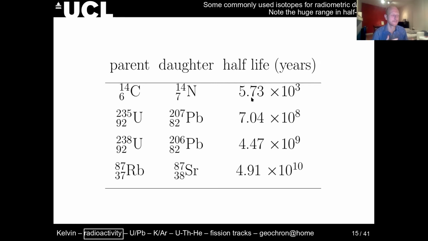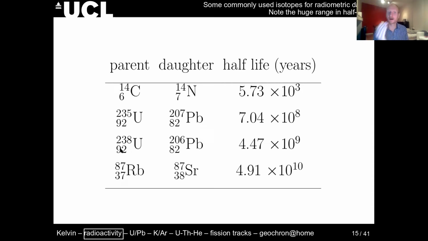We are interested in millions to billions of years. So we need to use different parent-daughter pairs. And this table shows 3 examples of those. Uranium-235 decays to lead-207 with a half-life of 700 million years. So uranium-235 is a survivor from the formation of the solar system and is still decaying to lead.